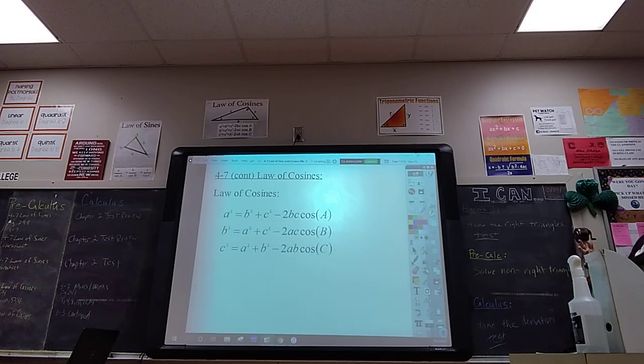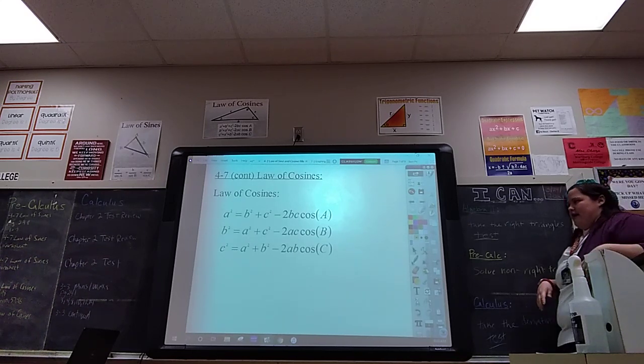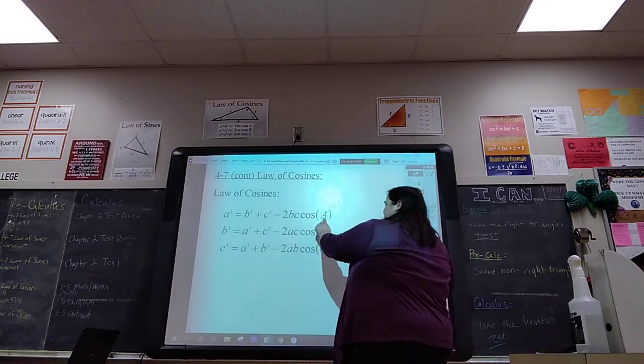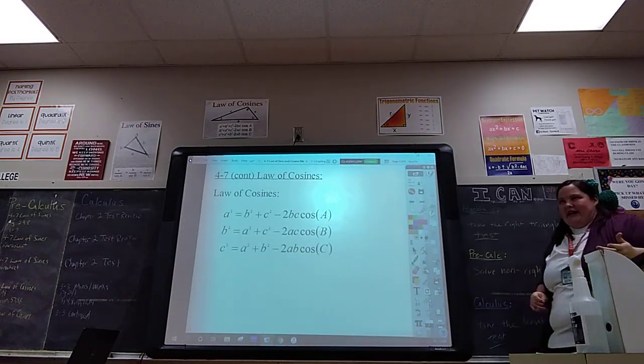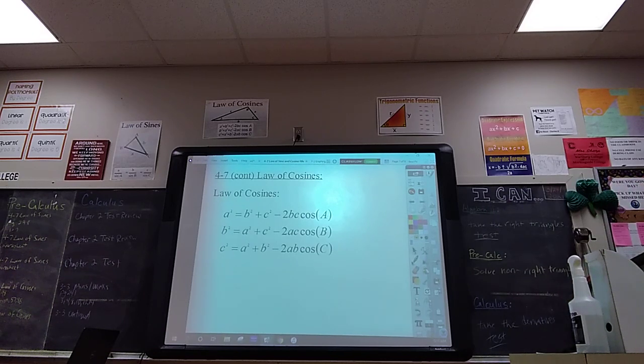So if we have an angle but we don't have its side, we can use law of cosines to help find it. Like I said, if you have its angle, but the side that we're missing is the side that's across from it, that's why it's equal to that side squared, okay? So now we're just going to go through a couple examples.